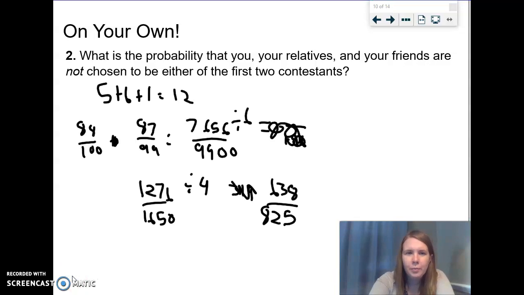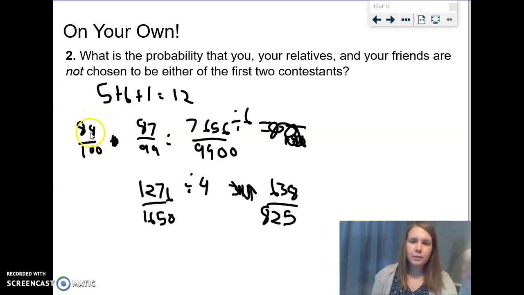Alrighty, welcome back. As you can tell, my work is very messy. What I did is I first started by looking at all the people you didn't want to choose. You didn't want to choose your relatives, your friends, or you. So that's where this 5, this 6, and this 1 come from. That's a total of 12 people you don't want to have as a choice. So out of those 100 people, there are 88 people you don't know.